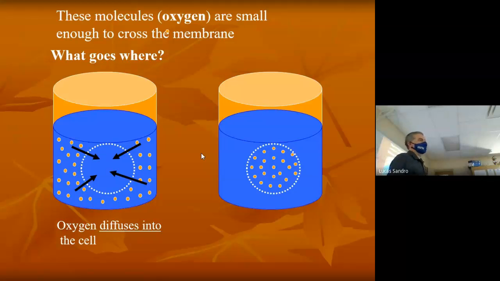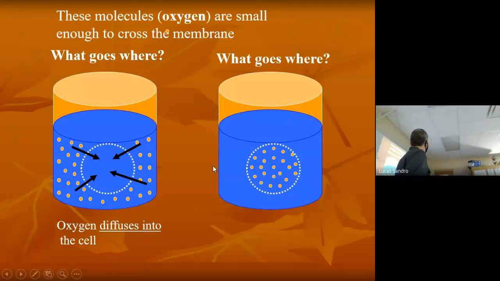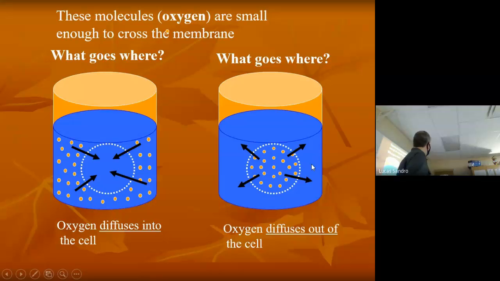Brady, how about the second one? So high to low in this case, as far as what goes where, means high is here, low's out here, and so the oxygen is going to leave the cell. Does that make sense to everybody? Okay, draw those. You want to draw the text too? Yeah.